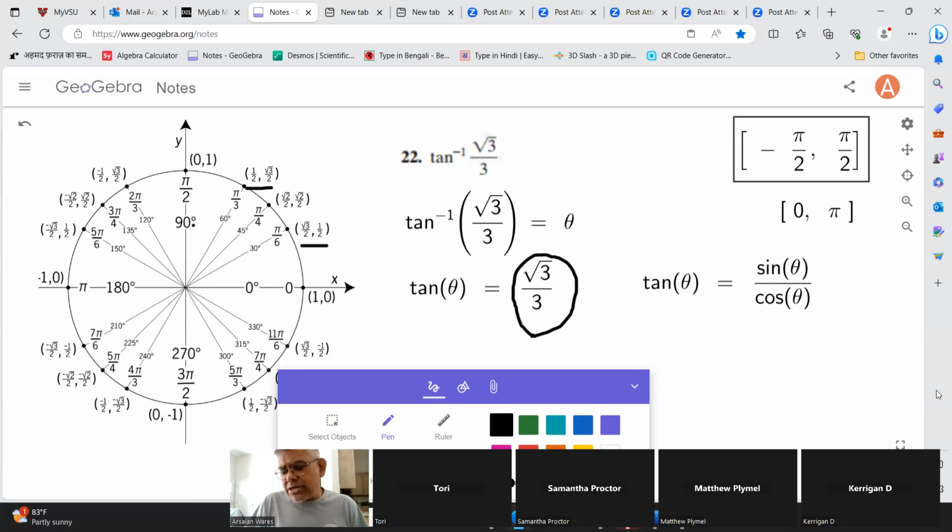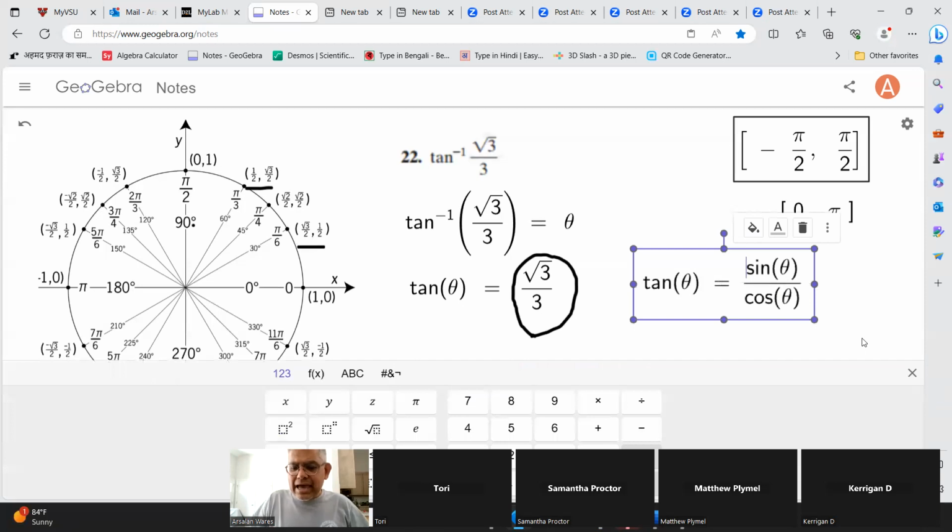Eventually, you will kind of memorize it. You will say, I know what square root of 3 over 3 tangent is, but I'm going to show you today. So sine over cosine. I'm working on this one, the first one. I'm going to say, okay, sine theta is half, and cosine theta is square root of 3 over 2.